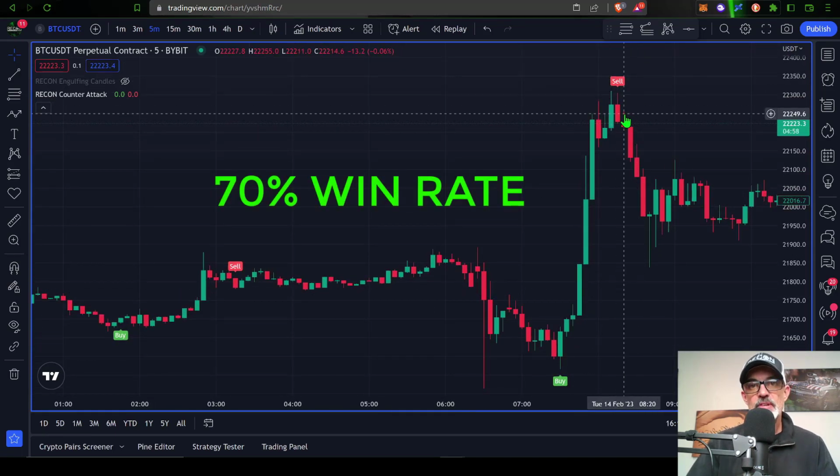So 70% win rate. And in reality, this indicator is pretty much still under development. I'm still tweaking on it, but right now a 70% win rate is definitely going to be a winning strategy. If I'm sticking to a 1-to-1 risk versus reward ratio, it would definitely be a winning strategy at that 70% win rate.